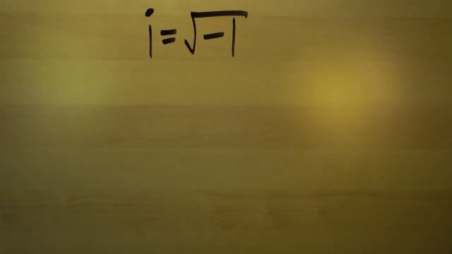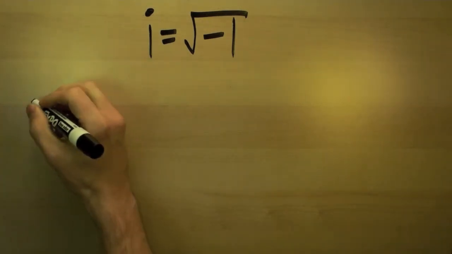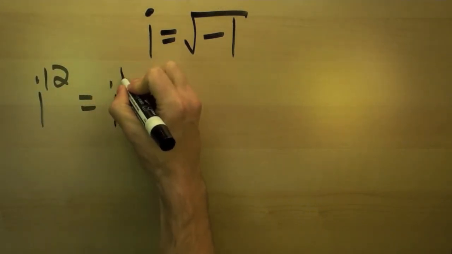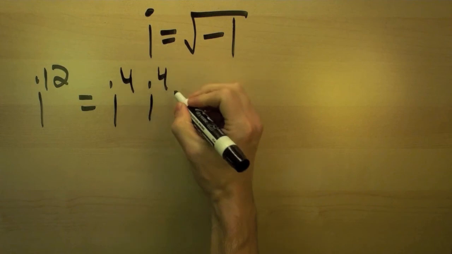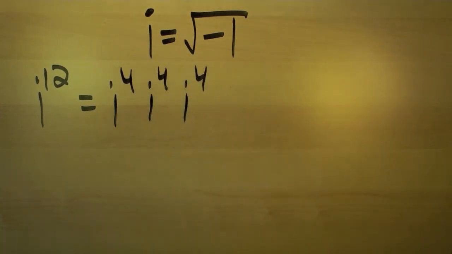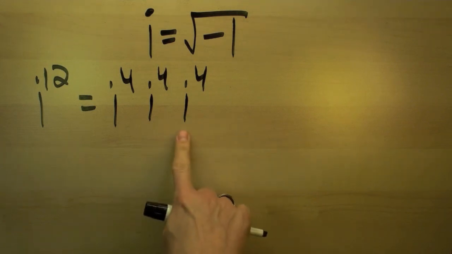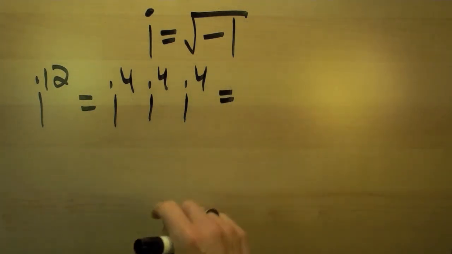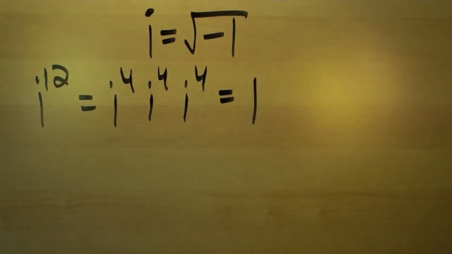We simply use our properties of exponents to simplify a high power of i into smaller powers of i that we're familiar with. So i to the 12th could be written as i to the 4th times i to the 4th times i to the 4th. But we know that i to the 4th is equal to 1, so each one of these terms is really just a 1. So 1 times 1 times 1 is just going to be 1.